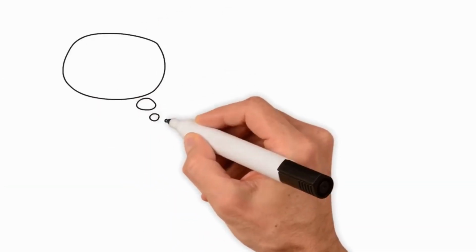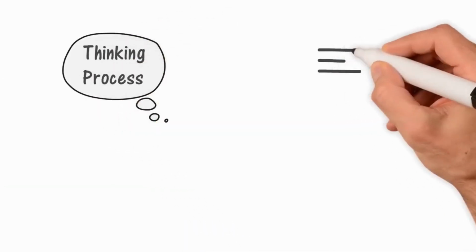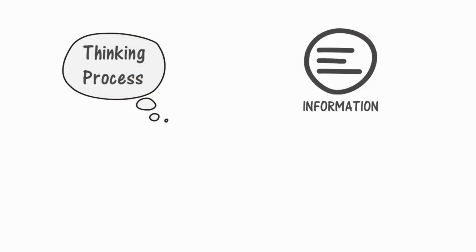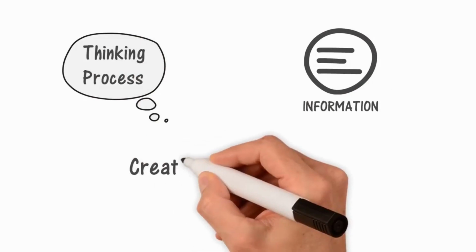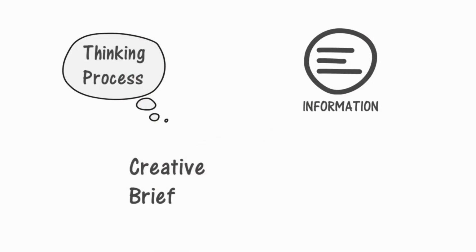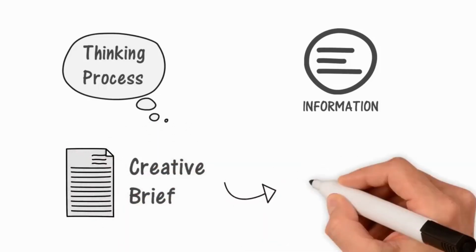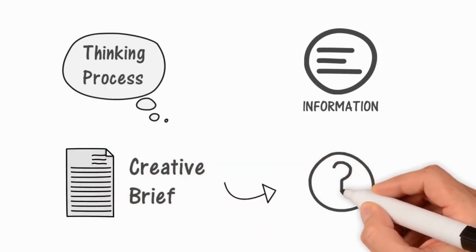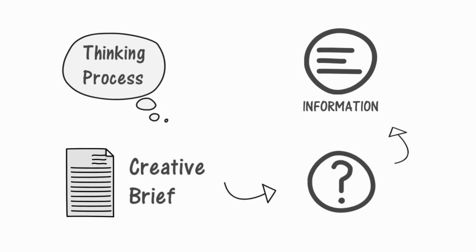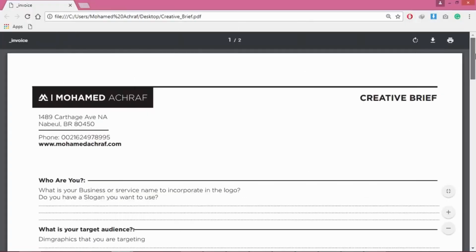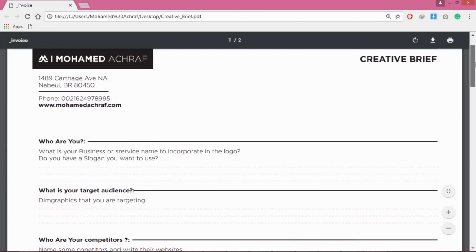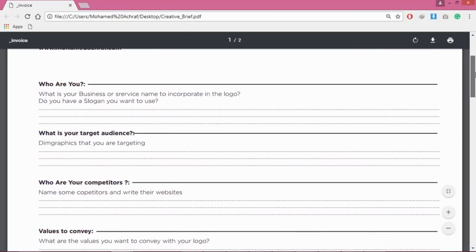To start the thinking process, you have to collect all the information needed from your client, and this can easily be done by creating a creative brief. It's a simple document you send to your client that asks thoughtful questions about the client and his business, in order to gather specific information about the project, and to define your client's expectations.